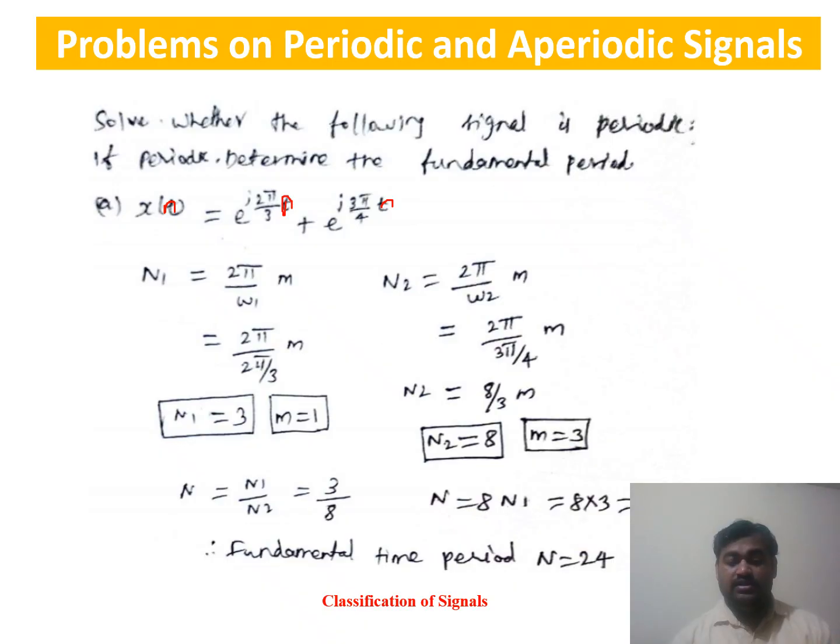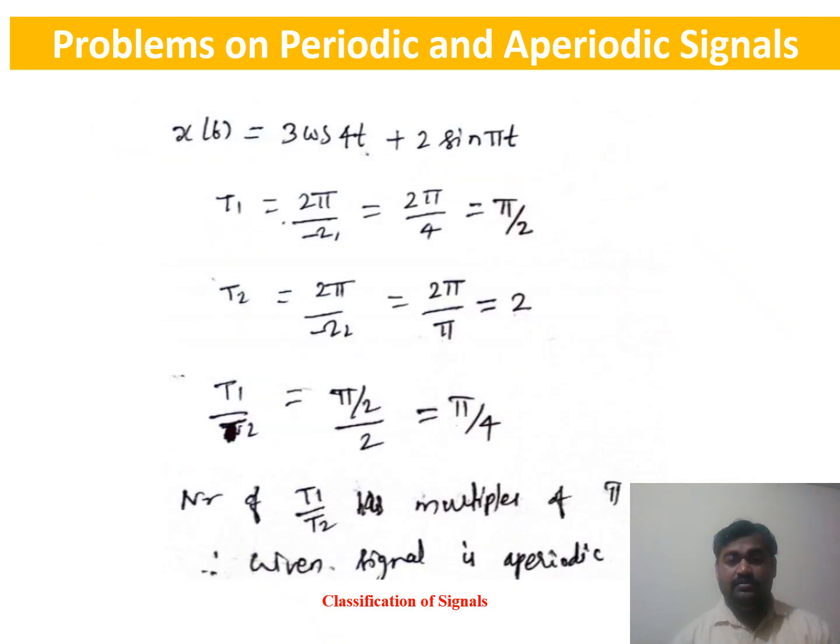We can look at another signal. x of t equal to 3 cos 4t plus 2 sin pi t. Even if you just look at the signal, we can decide this is an aperiodic signal. How can you find that the given signal is aperiodic? If you look, the frequency of the first one is 4, the frequency of the second one is pi. When you take the ratio of t1 by t2, surely there will be multiples of pi in the denominator or numerator. So we can consider the signal as an aperiodic signal.